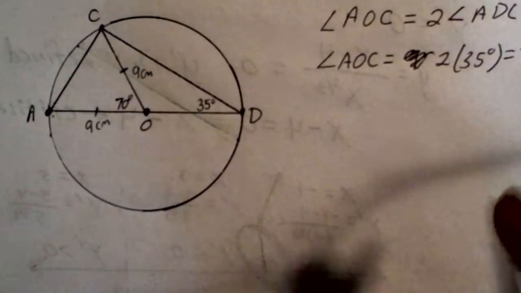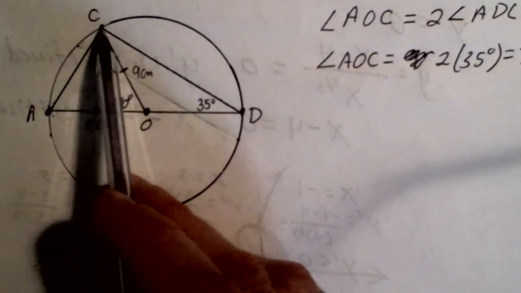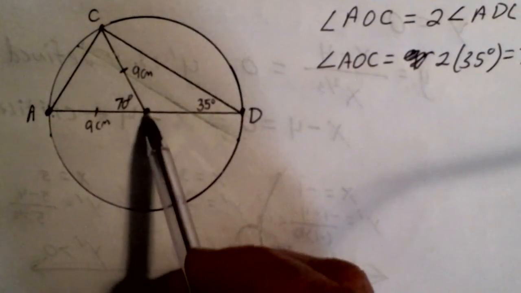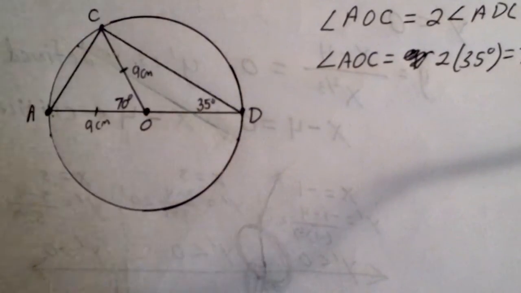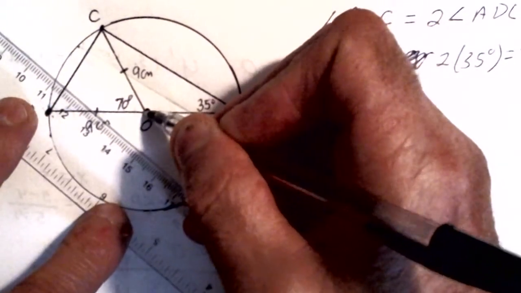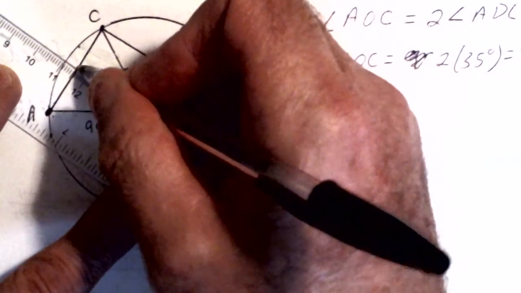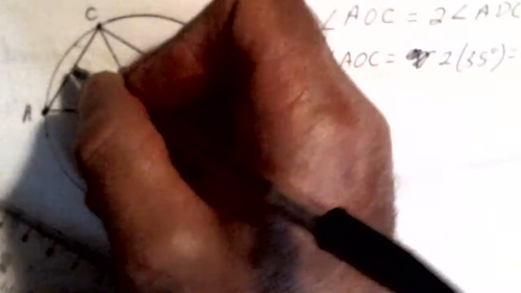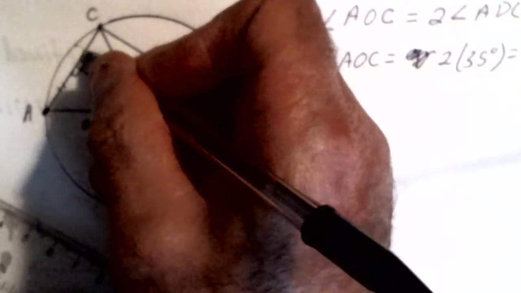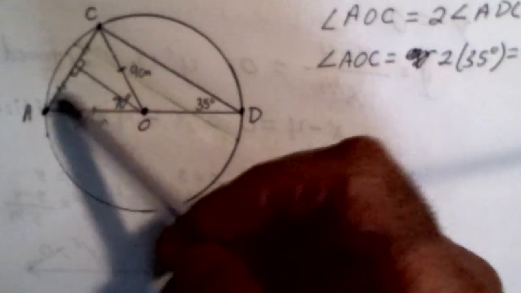And now, since we know that AO, this side of our triangle, is equal to side CO, both 9 centimeters, we have an isosceles triangle. And so therefore, if I drop a perpendicular from the vertex O down to side AC, this perpendicular will be a perpendicular bisector of AC. And so these lengths here have to be equivalent to each other.